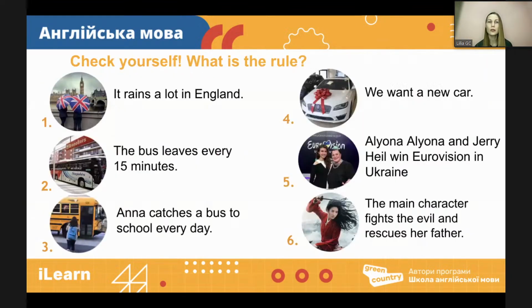So now let's practice. Here you have 6 different sentences. Each of them represents some particular rule. You need to think and write down in the comments what rule it is about. So, number 1, any of your ideas? So, in the comments, please.